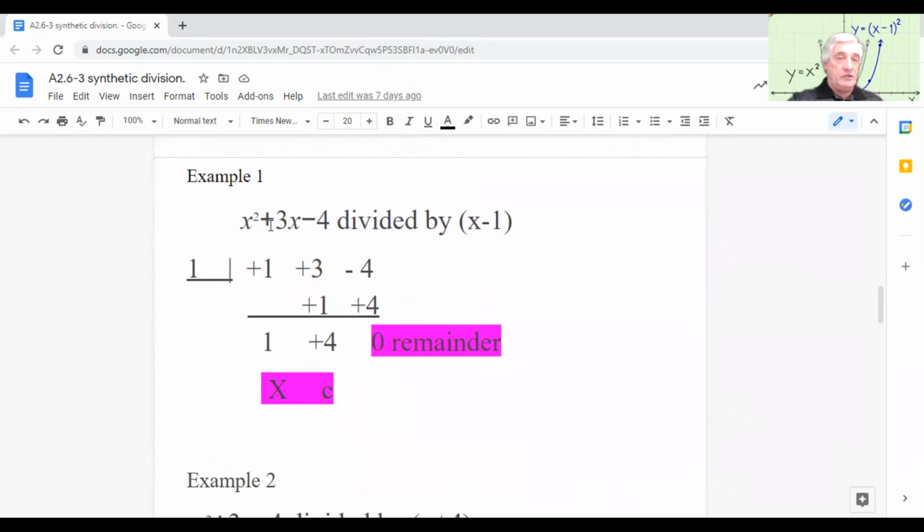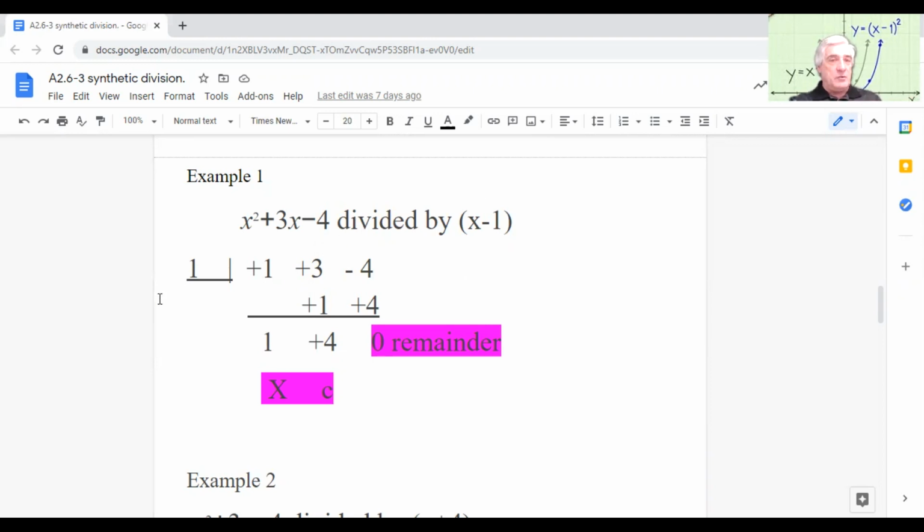Example 1, we're going to divide x squared plus 3x minus 4 by x minus 1. Now, I wouldn't normally divide this one. Do you know 2 things that multiply to 4 and subtract to 3? And yes, you do. They are minus 1 and plus 4. So you could factor this. So I wouldn't normally do this with synthetic division. I just wanted to start with an easy enough example so you can see the process.